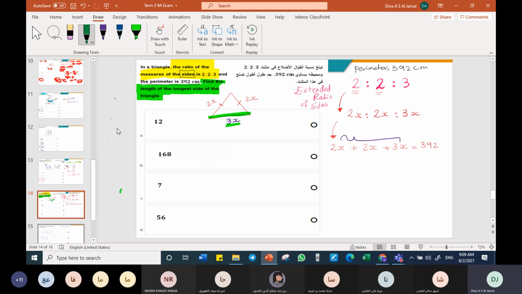2x plus 2x plus 3x is 7x. How did you know? What do I call these? Why did you add them? Remember the word like terms. Now, solve for this equation.